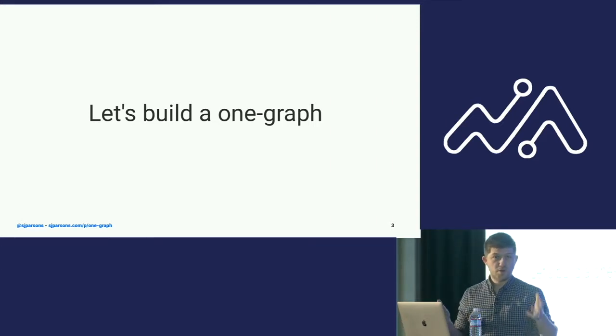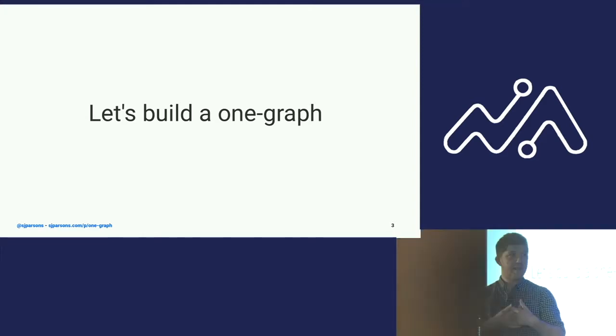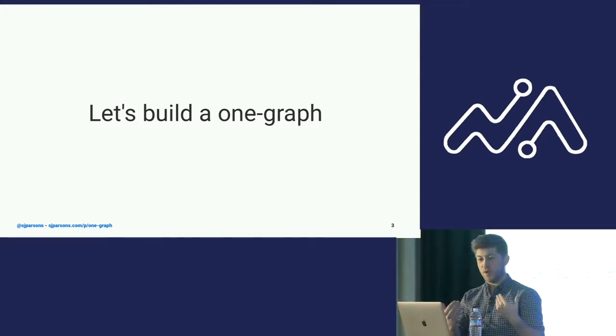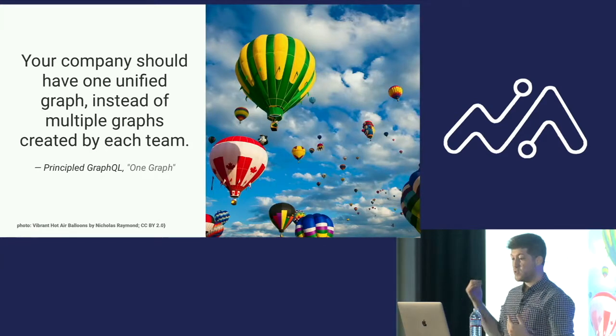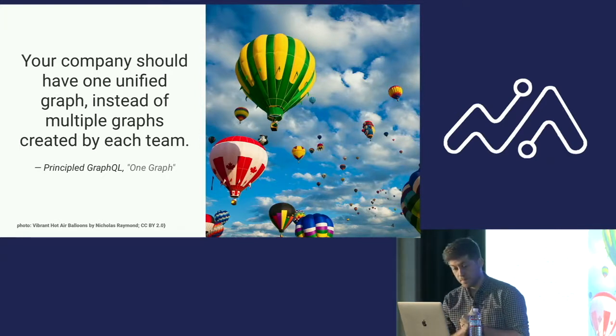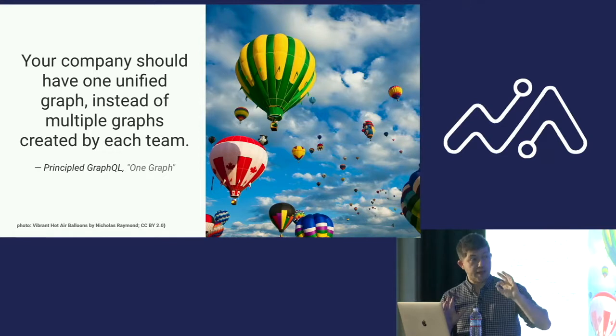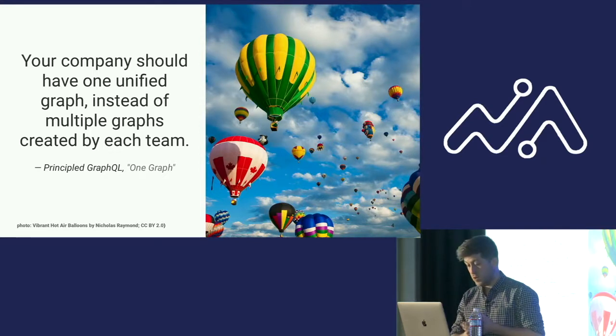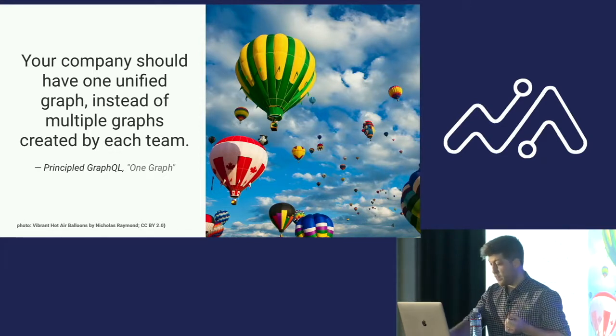Most of you are aware, and if you came to the keynote first thing, you know what a one graph is. It's actually the first principle from the principled graph. Your company should have a unified graph instead of multiple graphs. This principle isn't unique to Concur. It's pretty common in our GraphQL space.